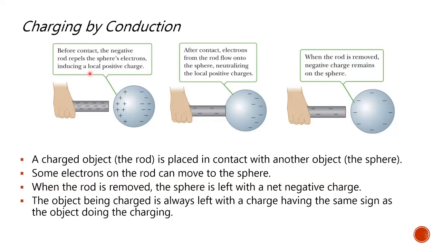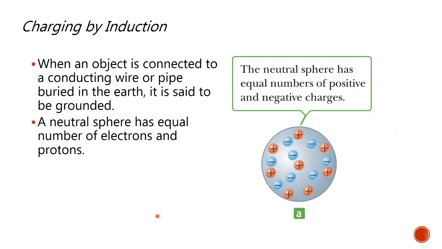So this is charging by conduction. The object being charged is always left with the charge having the same sign as the object doing the charging. So if the object doing the charging is positively charged, then the object being charged would be positively charged after you perform the conduction process. So the next type is induction.